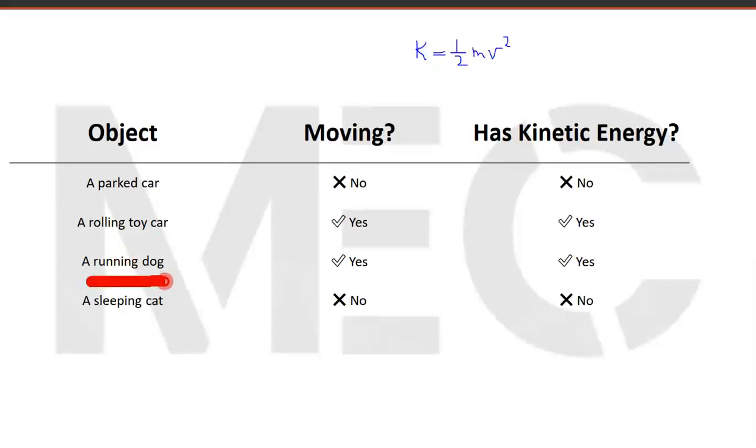A running dog, is it moving? Yes. Does it have kinetic energy? Yes. A sleeping cat, does it move? No. Does it have kinetic energy? No. So v relates to K, which means moving objects have kinetic energy.